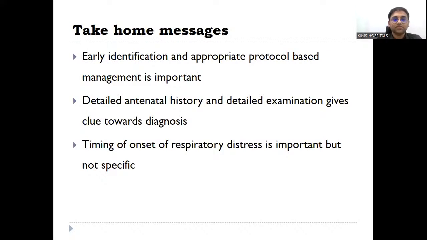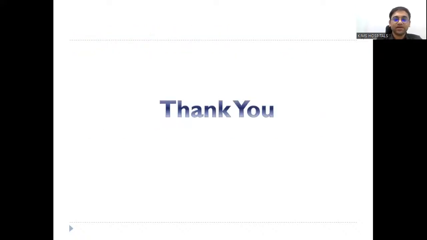So with this, early identification and appropriate protocol based management is important because different conditions in the newborn, different systems, may lead to different kinds of respiratory distress. As we've seen, how to differentiate between these. Once identified, we need to have a clear-cut antenatal history and we need to have a detailed examination in order to pinpoint our diagnosis to the system that is involved, and based upon that we can do the investigations. The timing of onset of respiratory distress is important because we cannot label a baby with RDS if the baby develops distress after 48 hours. So with this I conclude my presentation.